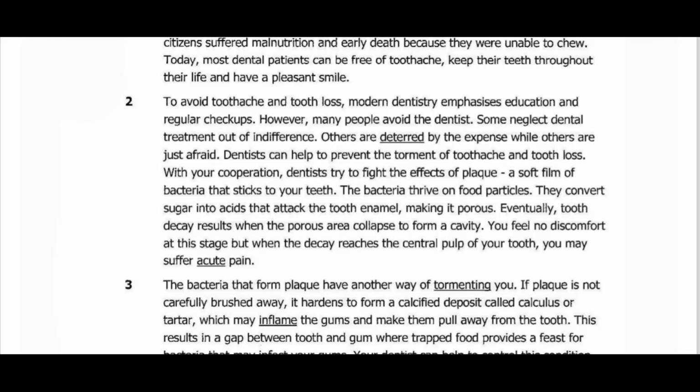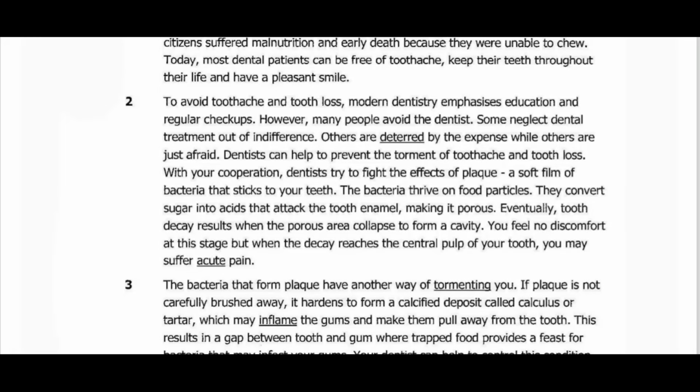Okay, then for paragraph 2: to avoid toothache and tooth loss, modern dentistry emphasizes education and regular checkups. However, many people avoid the dentist. Some neglect dental treatment out of indifference. Others are deterred by the expense, while others are just afraid. Dentists can help to prevent the torment of toothache and tooth loss. With your cooperation, dentists try to fight the effect of plaque, a soft film of bacteria that sticks to your teeth.